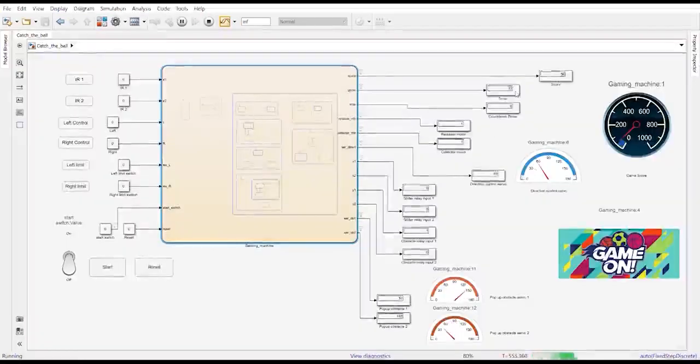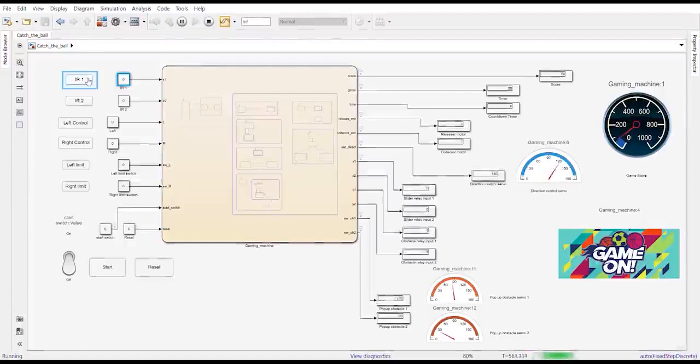The game time has 30 seconds remaining. I have pressed this 5 times and the score is 100 now, as you can see. When I press this left control button, this state changes from rest to left movement, and when I press this right button, it goes to right movement. Score is also changed using this scoring chart.